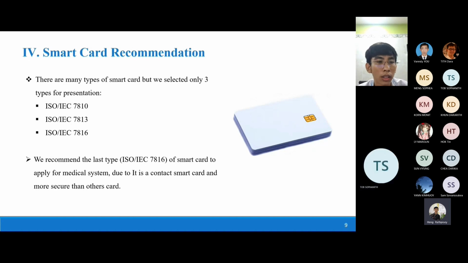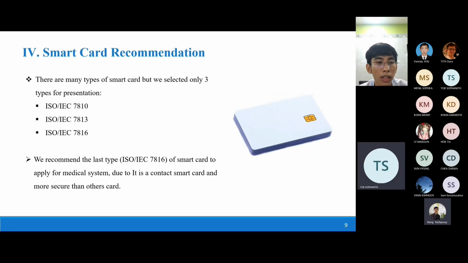And the next one, ISO or IEC 7813 is an international standard codified by the International Organization for Standardization and International Electrotechnical Commission that define property or financial transaction card, such as ATM or credit card.